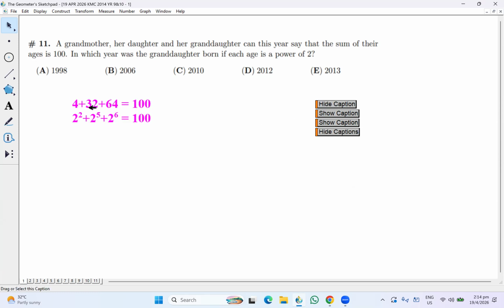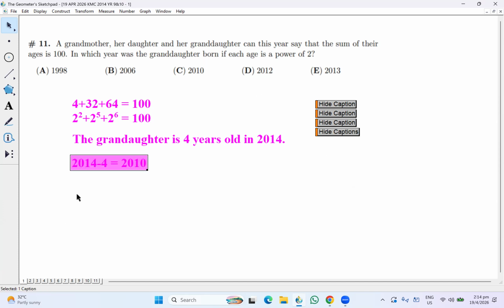So 4 plus 32 is 36. 36 plus 64 is 100. So these three are powers of 2. That means the granddaughter's age is 4 years old in year 2014, so she was born 4 years earlier, 2010. Okay, answer.